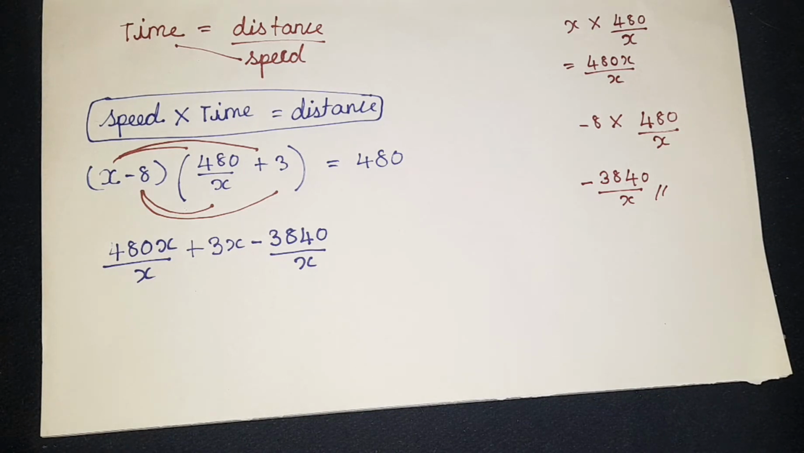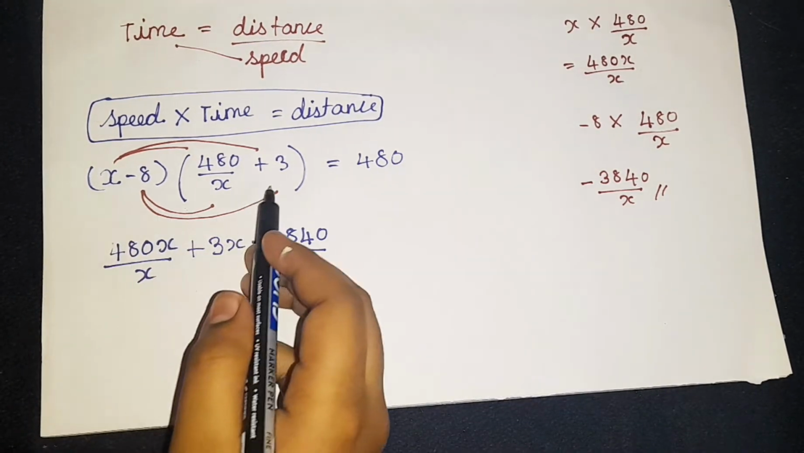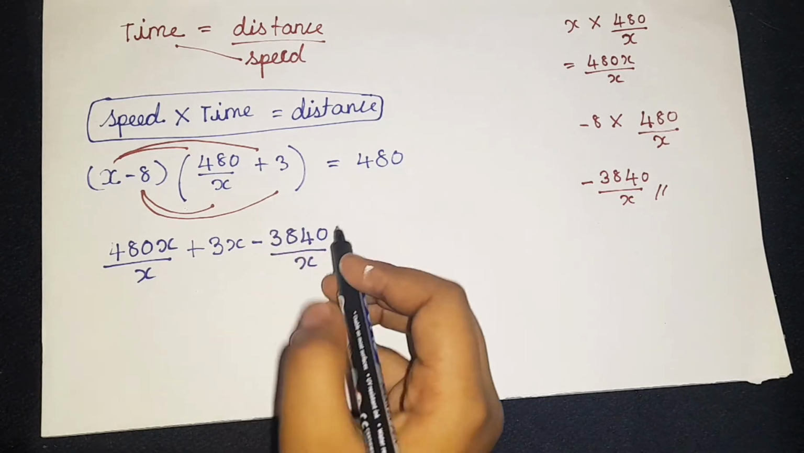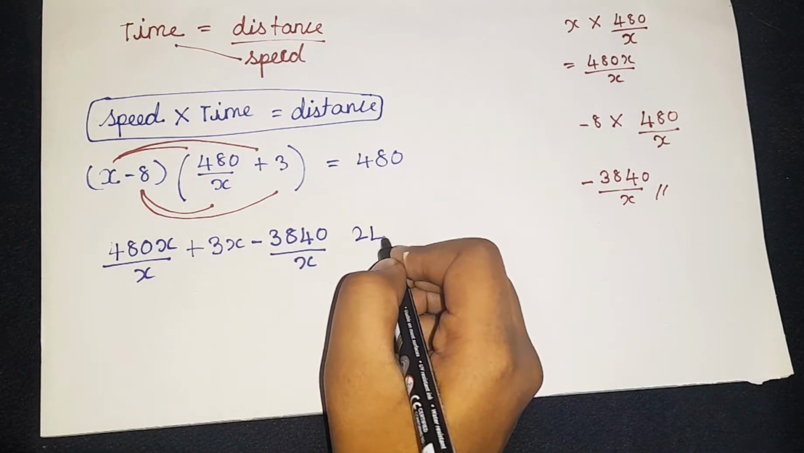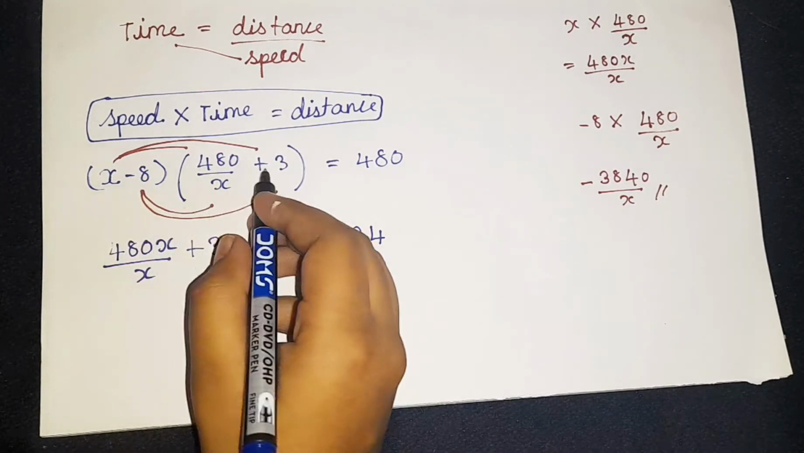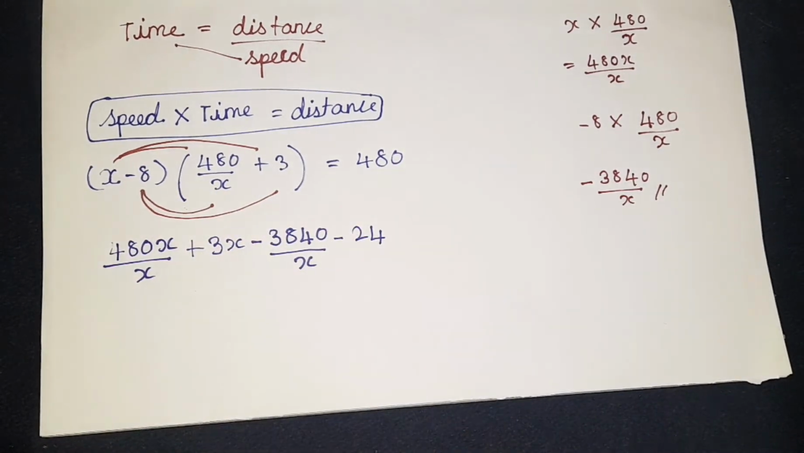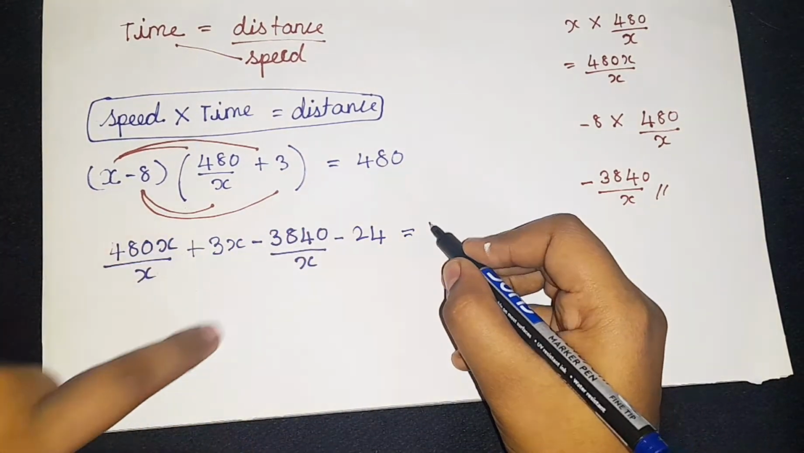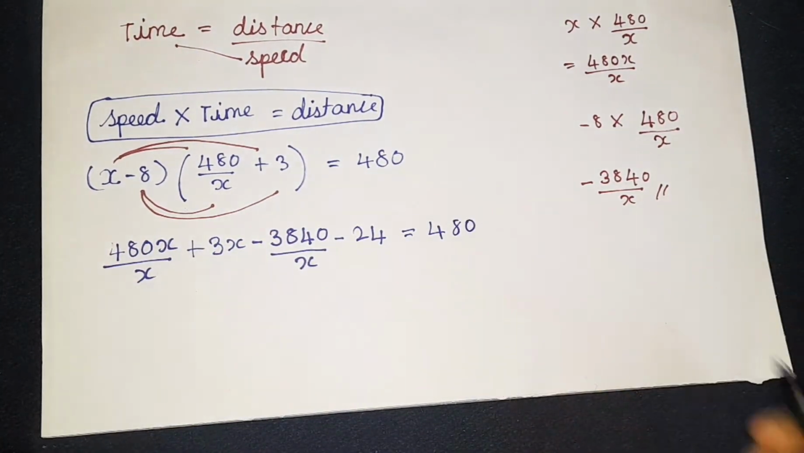And then the next one is minus 8 into 3. 8 3s are 24, and minus into plus is minus. So now we got minus 24 is equal to the distance value as it is, that is 480. Alright, so now we got the values and we just simplified them.